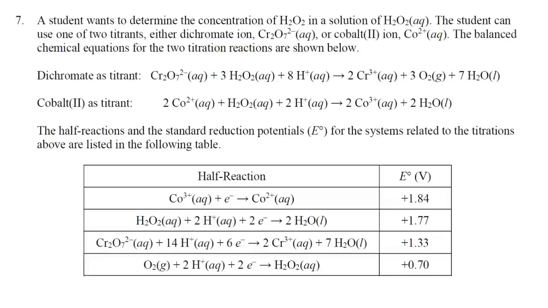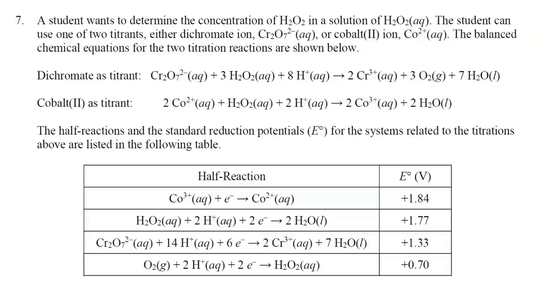Now, let's take a look at our next question in the packet. This is question 7. In question 7, we're given the following information. It says a student wants to determine the concentration of H2O2, which is hydrogen peroxide, in a solution of aqueous hydrogen peroxide. The student can use one of two titrants, either dichromate ion, which is Cr2O7 that carries a -2 charge, or the cobalt-2 ion, which is Co that carries a 2+ charge.